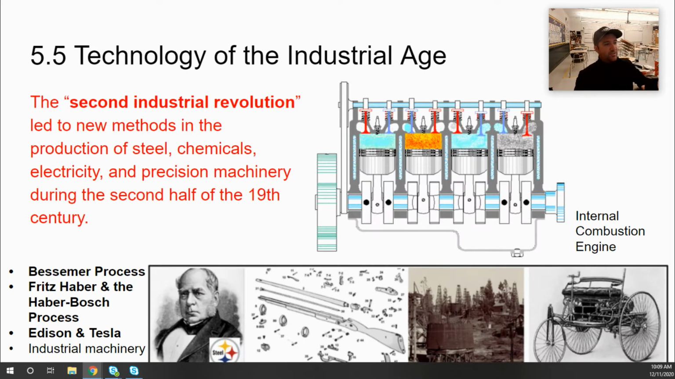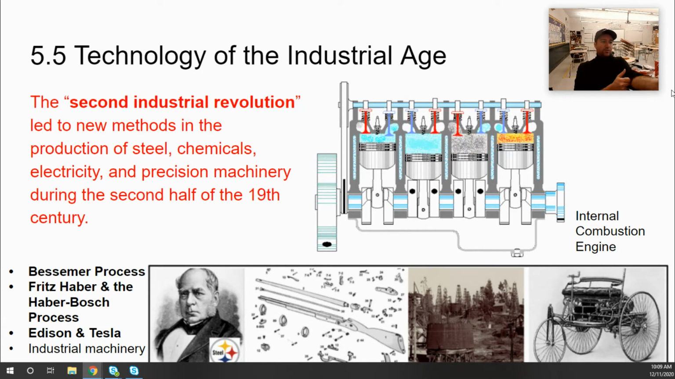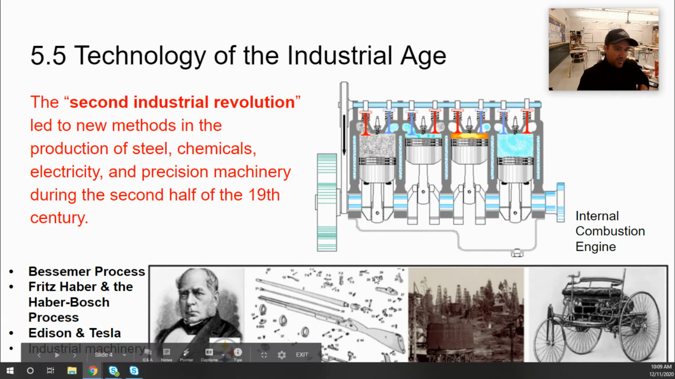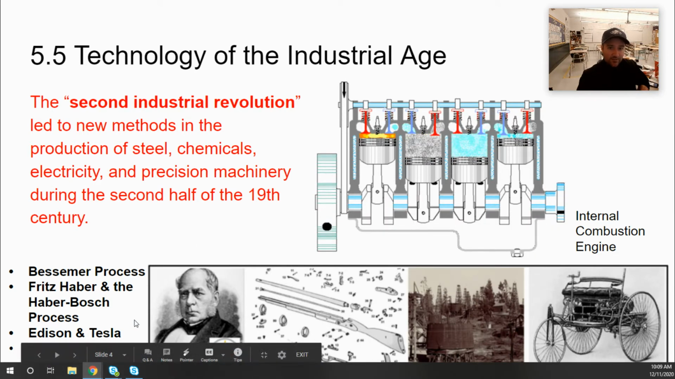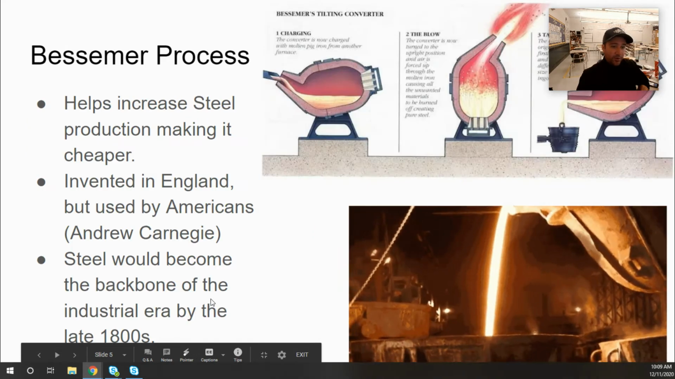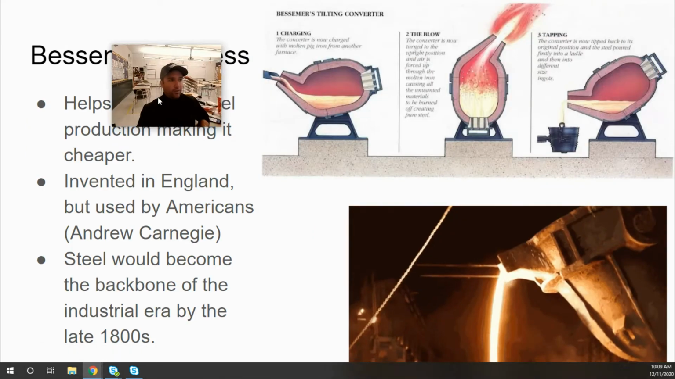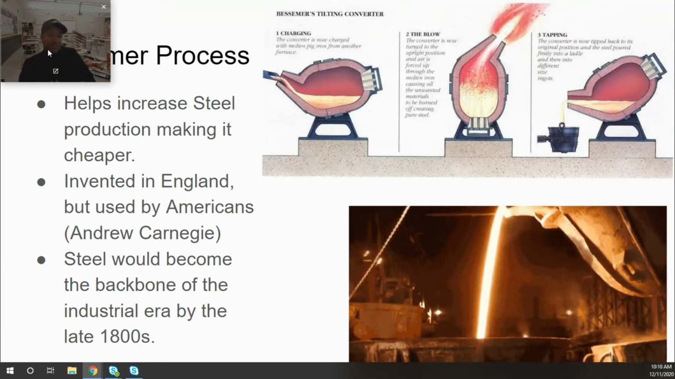All right. So the second industrial revolution, though, led to new methods of production, steel, chemicals, electricity, and precision machinery during the second half of the 19th century. We're going to talk about some illustrative examples here, starting with the Bessemer process, okay? The Bessemer process is something that is going to help increase steel production.